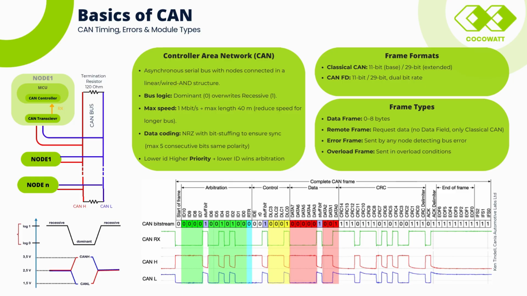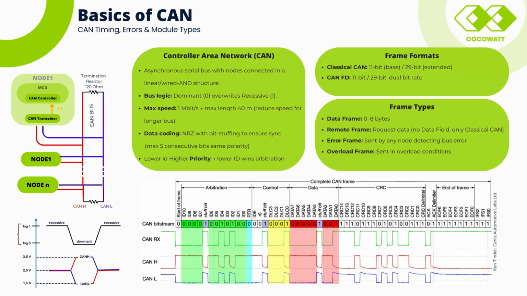Data coding: CAN uses NRZ with bit stuffing to ensure synchronization, which means no more than 5 consecutive bits of the same polarity. Also, in CAN arbitration, the lower the ID, the higher the priority, allowing that node to win the arbitration. In terms of frame formats, we have classical CAN with 11-bit or 29-bit identifiers and CAN-FD, which supports dual-bit rates with the same identifier lengths. When it comes to frame types, there are 4 to remember: data frame for transferring data, remote frame for requesting data, the error frame for detecting bus errors, and the overload frame for handling overload conditions.